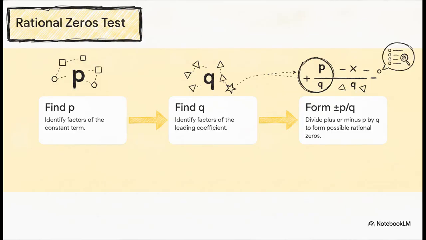Next, we need specific names for our suspect list, right? For that, we use the rational zeros test. This systematically generates a list of potential candidates. We take all the factors of the constant term at the very end of our equation, we call those P, and we divide them by all the factors of the leading coefficient at the very front, which we call Q. By forming all the combinations of plus or minus P over Q, we get a complete list of every possible rational zero. They might not all be guilty, but I guarantee you the guilty ones are absolutely on this list.